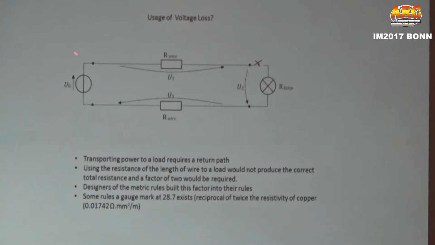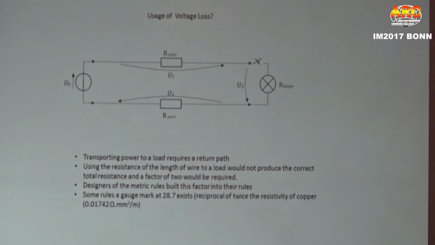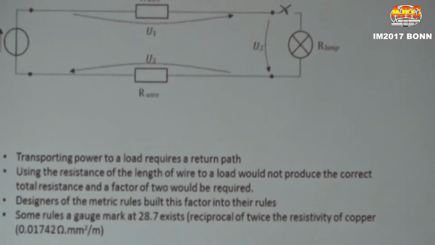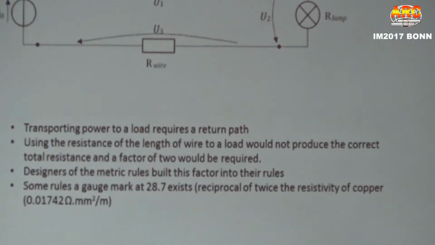So if you actually did your calculation on just the length of the wire, you would be wrong by a factor of 2. So, as these dot points point out, transporting power requires a return path, and using the resistance of one wire could not produce the correct total resistance, and therefore a factor of 2 is required. Designers of metric rules built this factor into their rules, whereas on the imperial side they rarely did. It was usually just a one-wire calculation. And the Faber-Castell rules usually had a gauge mark at 2.87, which is actually the reciprocal of twice the resistivity of copper.